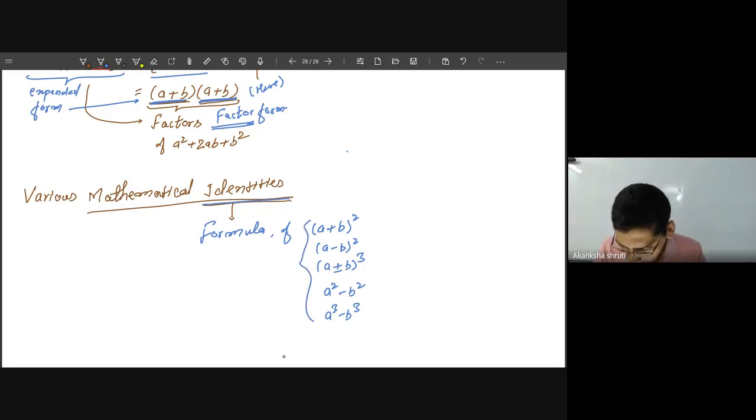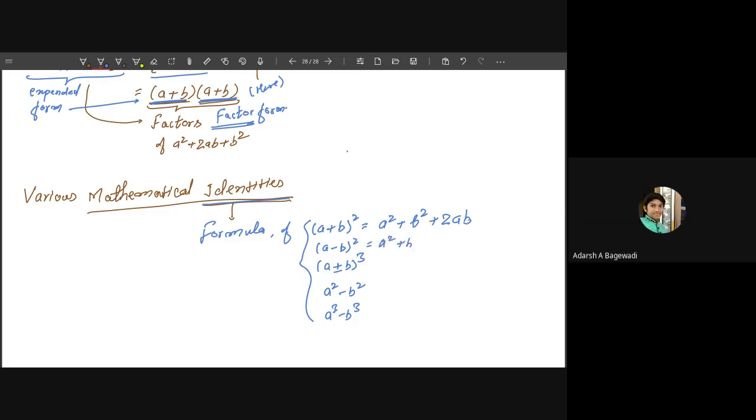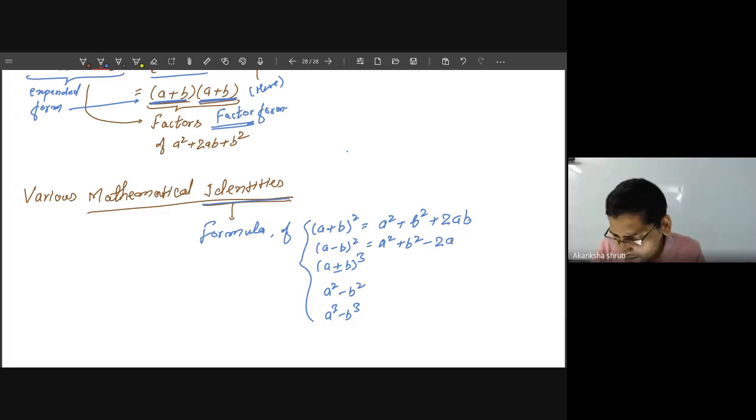These are the various formulas. If I consider (a + b) whole square, it is written as a² + b² + 2ab, or a² + 2ab + b². Okay, and (a − b)² is given by a² − 2ab + b². Okay, students, this is how this is given.